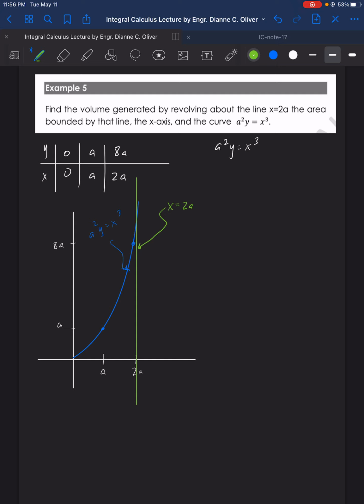So let's see the boundaries. We have the boundary, the line, the x-axis, and the curve. So we're considering this area here. 0 to 0, and then this is the point here. Oh, so my sketch is wrong. It should be here. Okay.